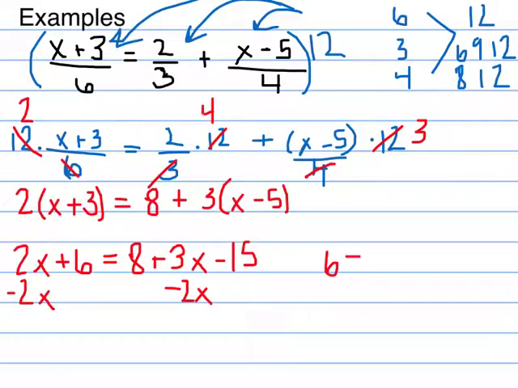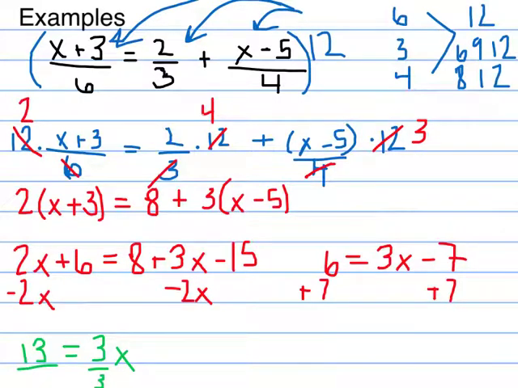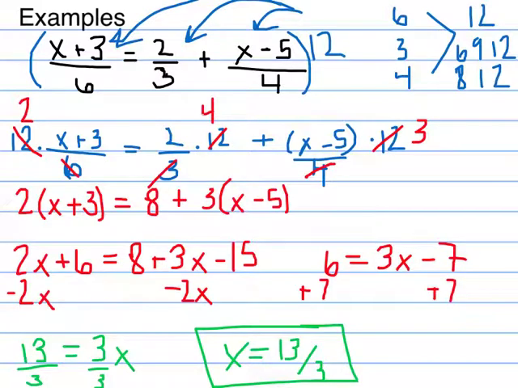We end up with 6 equals 8 minus 15 is 7. So let's add the 7 over. And we end up with 13 equals 3x. So we're just going to divide both sides by 3, and x equals 13 thirds. And we are good.